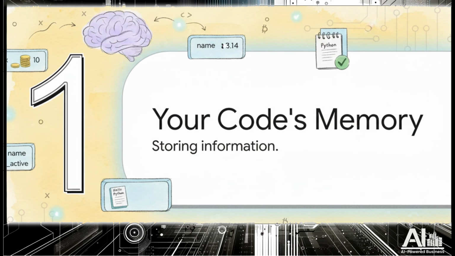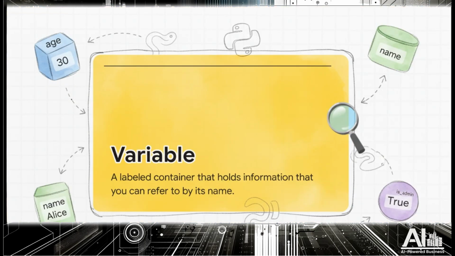First up, variables, which are basically your code's memory. The easiest way to think about a variable is just a labeled box. Seriously, that's it. You give the box a name, you stick some information inside it, and Python remembers what's in there. They're like these little memory tags you can use over and over again in your code.